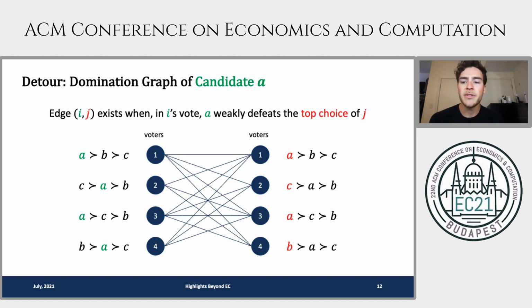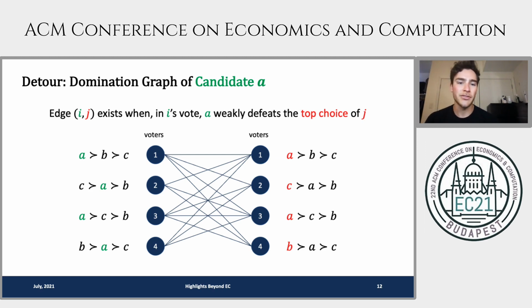Let me just give you a little bit of intuition about why we might care about this graph. It seems a little arbitrary at this point. So first of all, more edges in this graph seem like a good thing for candidate A. For example, if this is a complete graph, that means that candidate A is ranked in first place for every single voter. So this seems like a very promising candidate. Additionally, we can imagine using this graph as some sort of justification for choosing candidate A.